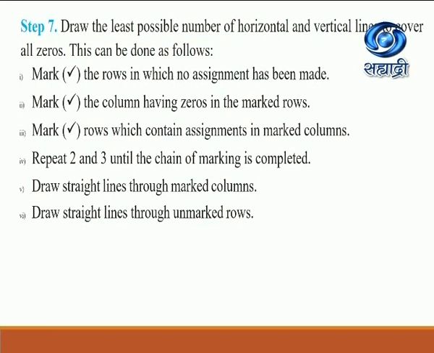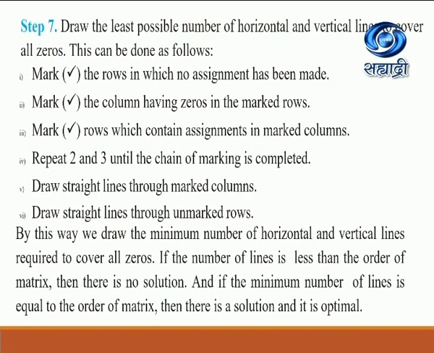So students, by just reading these, you are not going to understand, but when we do the problem, I'm sure you will definitely understand, but keep these things in mind for now. In this way, we draw the minimum number of horizontal and vertical lines required to cover all zeros. If the number of lines is less than the order of the matrix, then there is no solution yet. And if the minimum number of lines is equal to the order of the matrix, then there is a solution and it is optimal. When we draw the lines, the number of lines has to be equal to the order of the matrix. If not, then we have to do the following procedure.